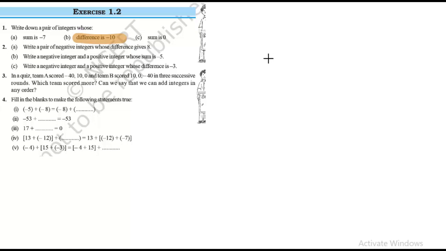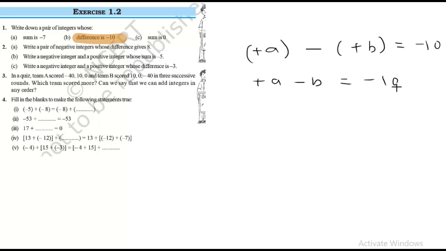Now we can think of plus A and plus B, and whose difference should be minus 10. Here both integers are positive and we are taking their difference. So it can be plus A, after opening the bracket, as there is a negative sign outside the bracket, it is minus B equal to minus 10.